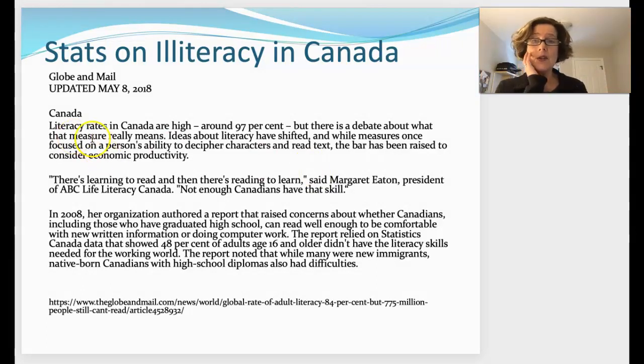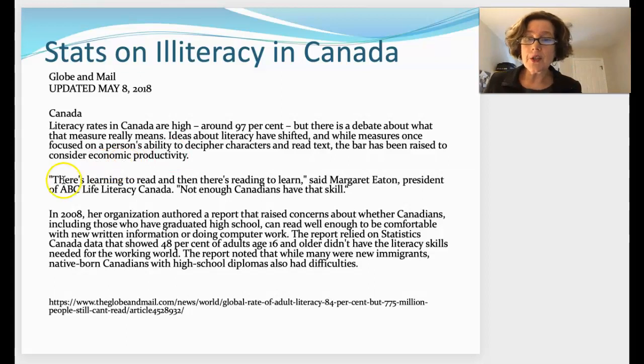So I'm just going to read this from the Globe and Mail in 2018. Literacy rates in Canada are high, around 97%, but there is debate about what that measure really means. Ideas about literacy have shifted, and while measures once focused on a person's ability to decipher characters and read text, the bar has been raised to consider economic productivity. Again, with the computer age, with just so much text coming at us all the time, the bar is so much higher than it used to be for the need to be able to not only read text, but to comprehend text and to catch all of the subtle nuances that go with text.